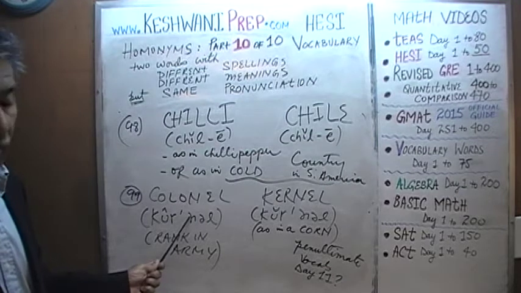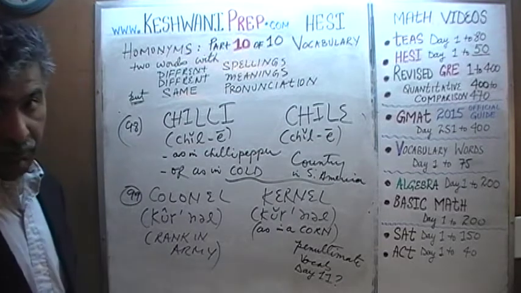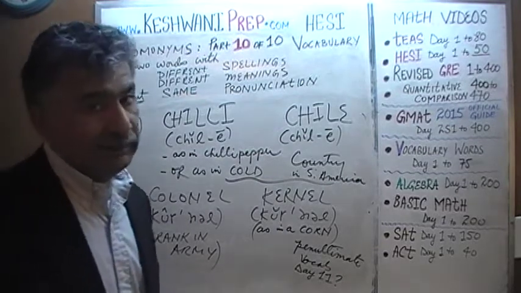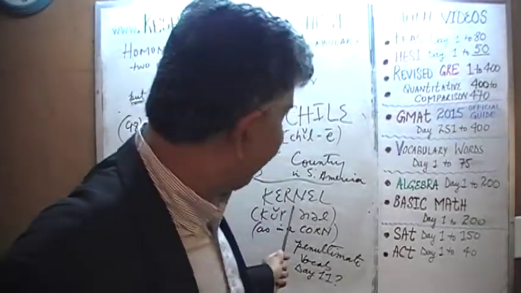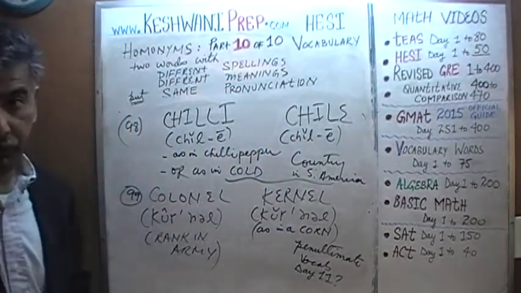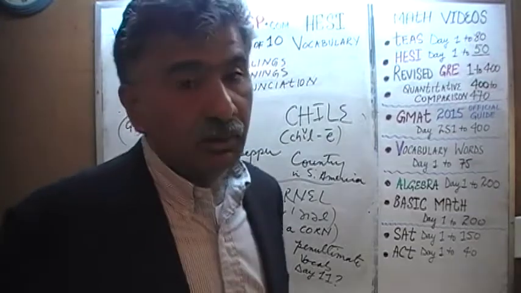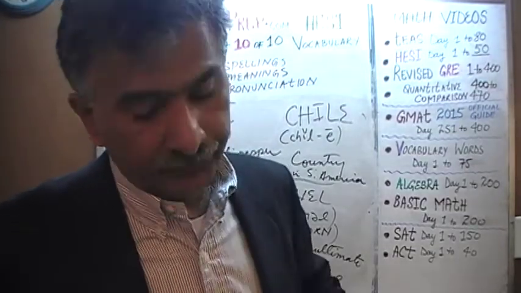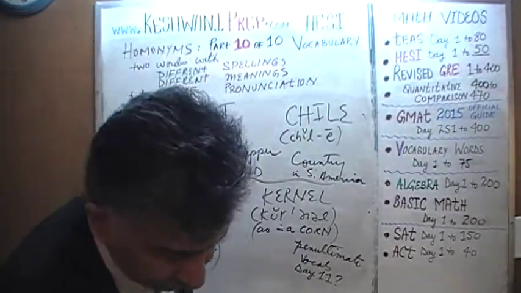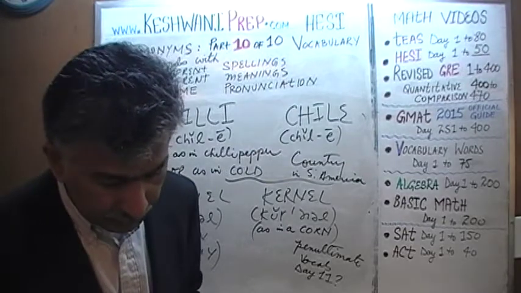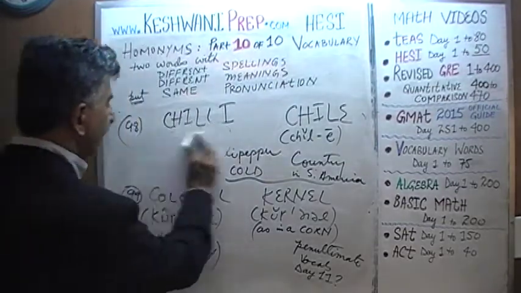The colonel loves to eat the kernels. Okay? Don't eat up all the kernels. Save some kernels for the colonel. Because the colonel loves kernels. He loves to eat those corn kernels. Do you understand? The very last one, 100.